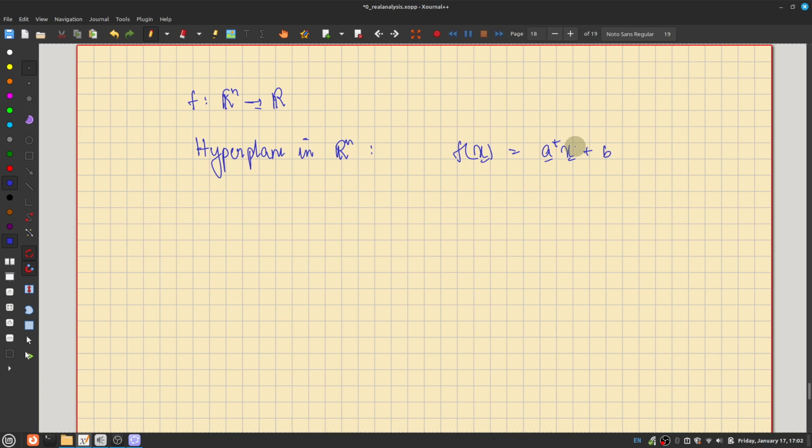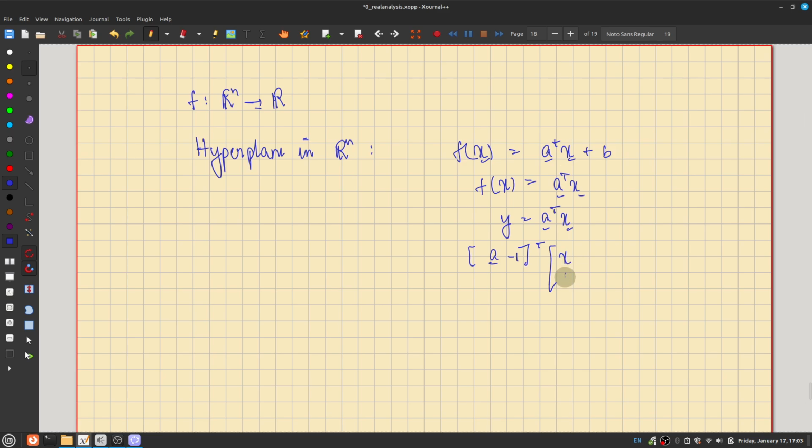To develop some more intuition for the hyperplane itself, let's first look at the case where b is equal to 0. So let's take f of x to just be A transpose x. Or in other words, let's take y equal to A transpose x, and I'll rewrite this in the following way. y equal to A transpose x is the same as saying that [A, minus 1] transpose times [x, y] is equal to 0.